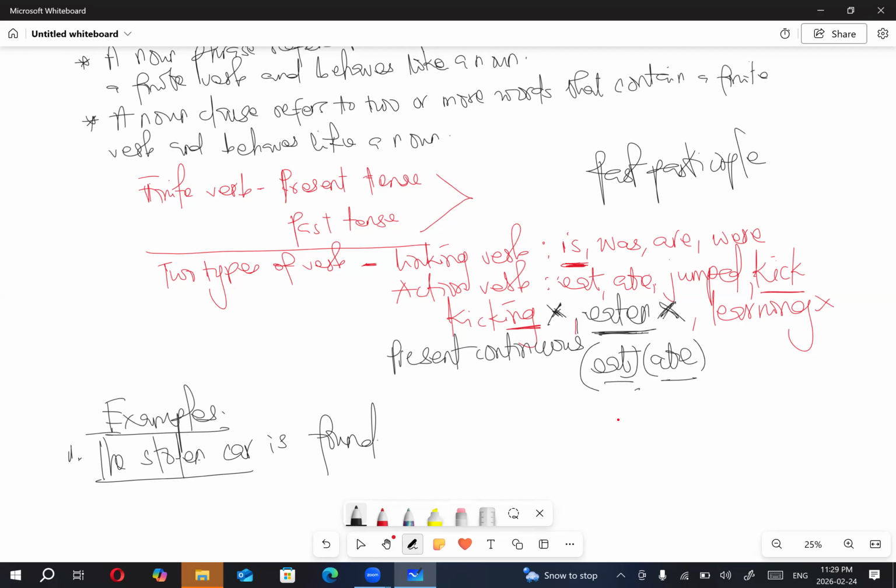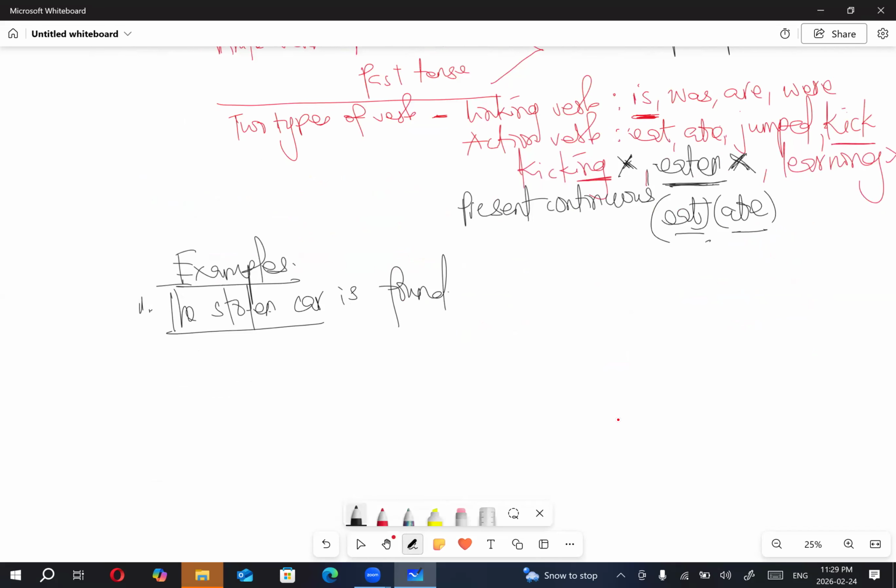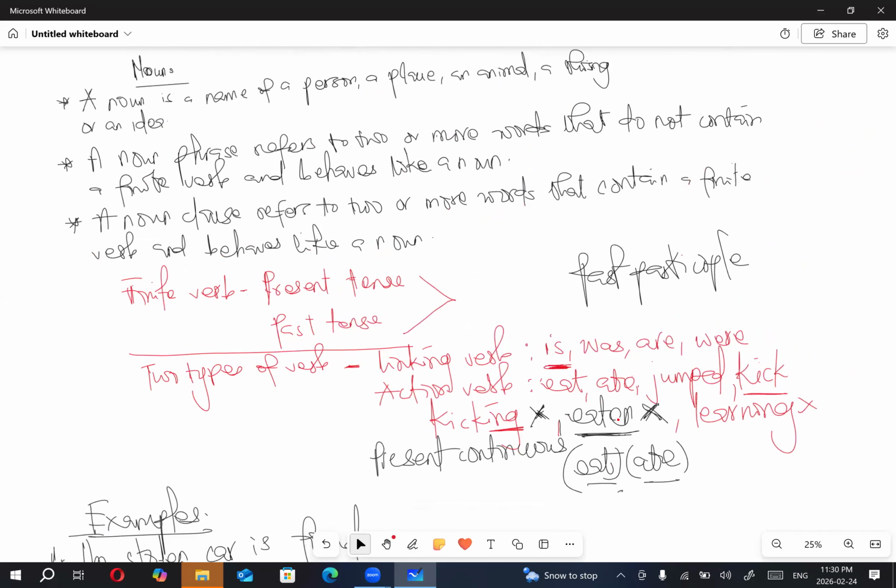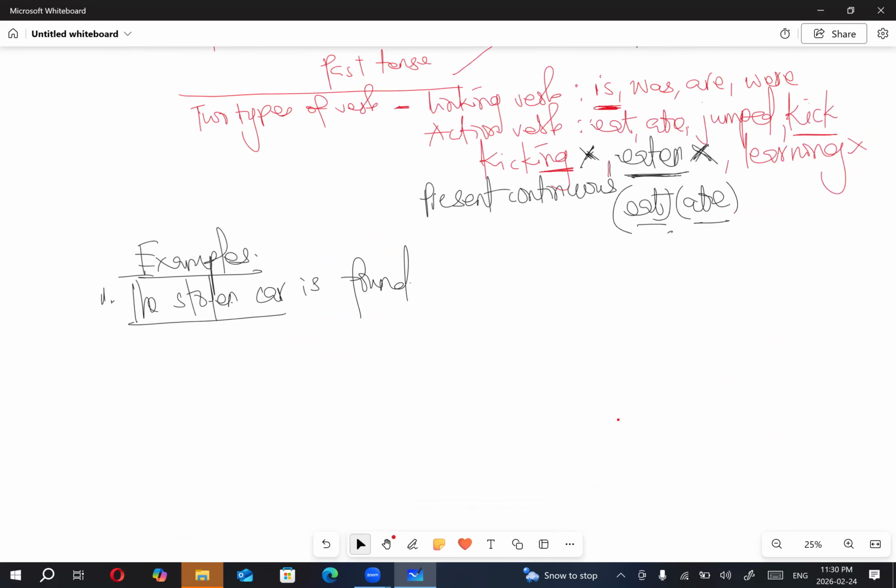So let's see. All right, so pay attention. First of all, check. Later, you can go back. If you look at the notes, I said a noun phrase refers to two or more words that do not contain a finite verb. A noun clause refers to two or more words that contain a finite verb. Okay, so let's see. The stolen car is found.